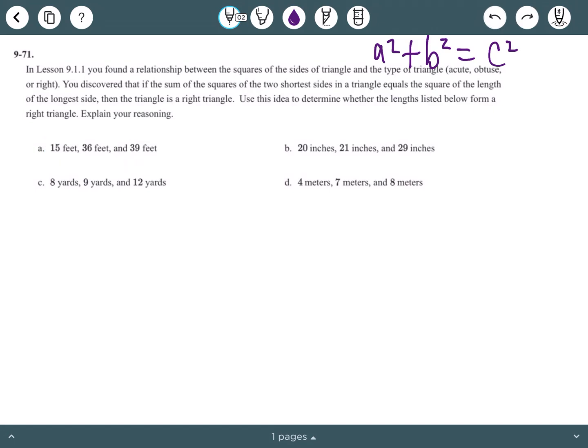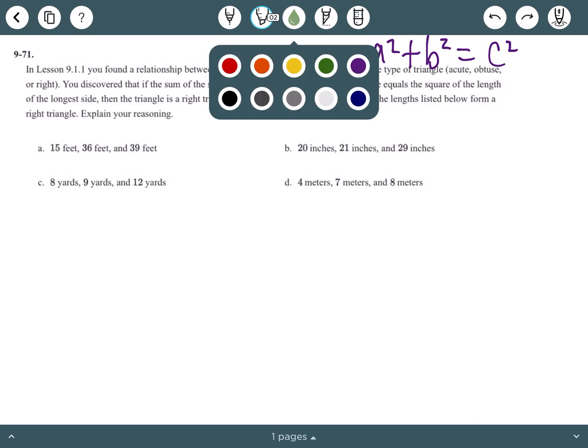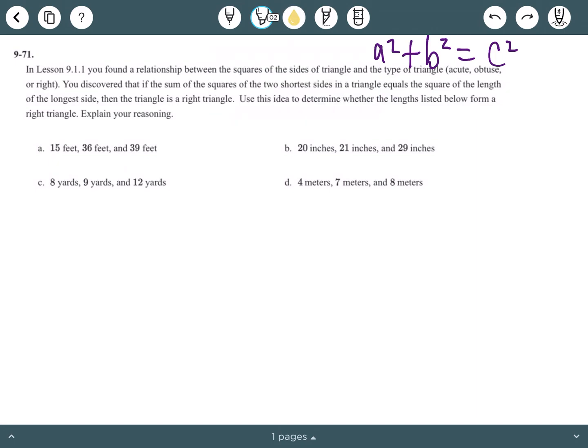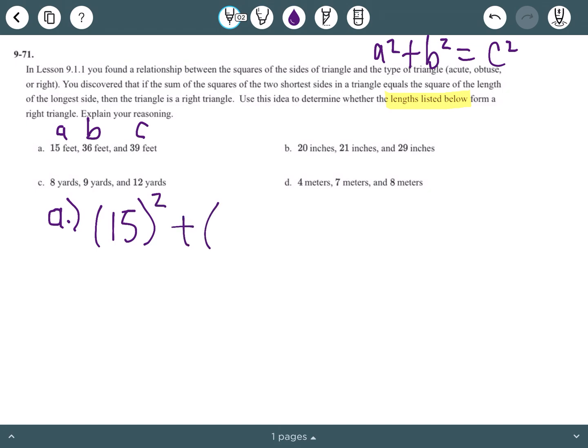Now, you do need to be careful and pay attention to the wording, because it is lengths that they're giving us. It is not areas, it is lengths. So for A, I know the longest length is always going to be C in my equation. It doesn't matter which one of these is A and which one is B. So we're going to do 15 squared plus 36 squared equals 39 squared.